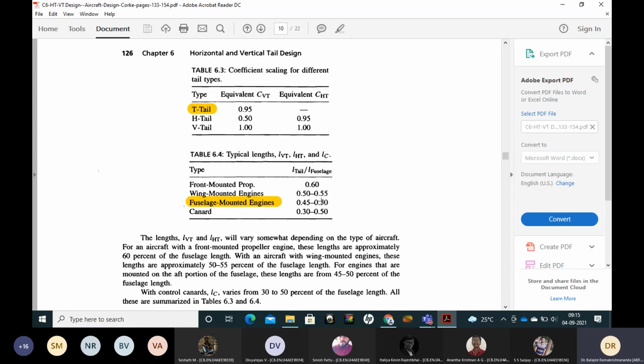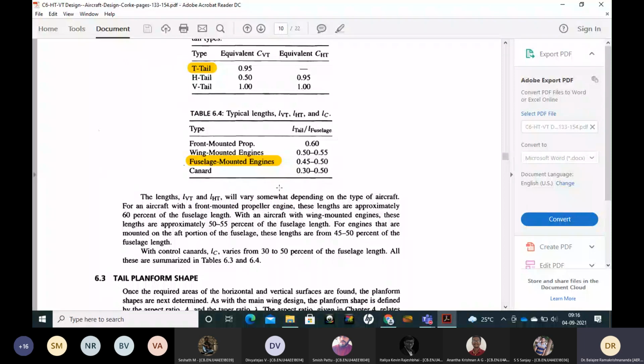So the type of engine mounting affects the value of the tail arm by fuselage length. You can also look at a comparison aircraft, see whether they fall within this range. Then choose whatever you feel is correct.